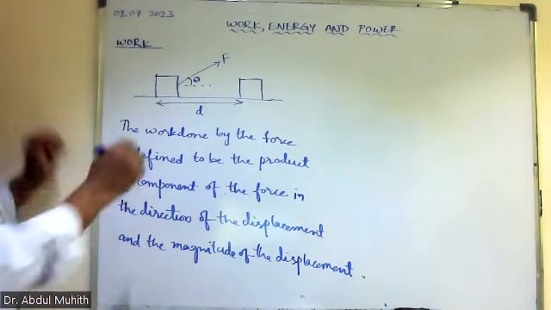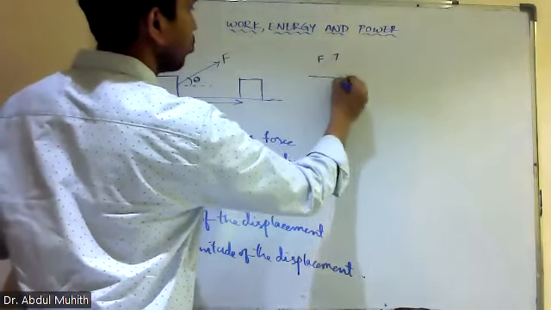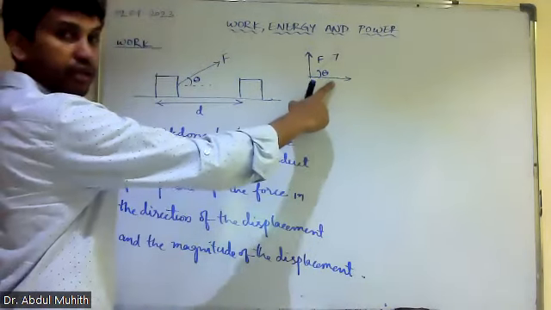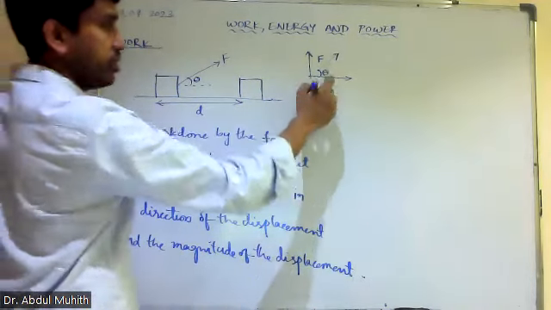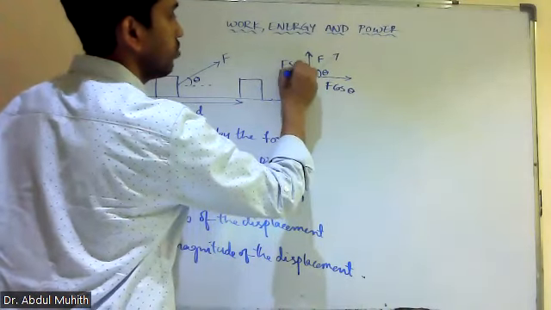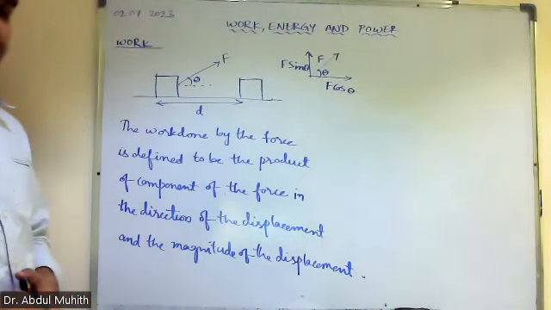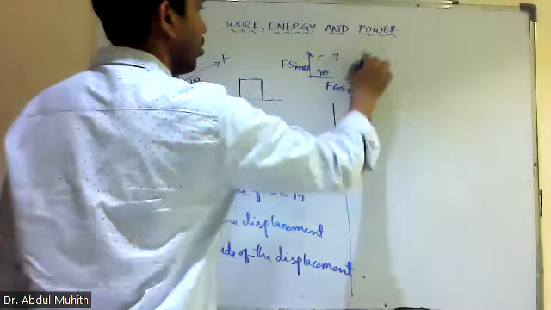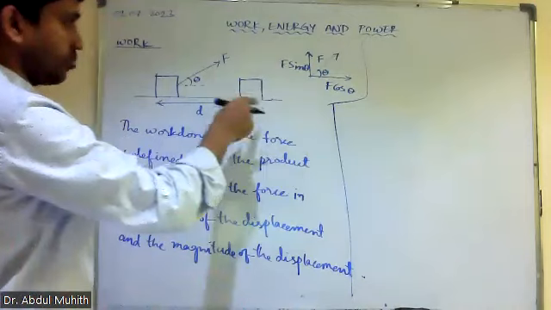Means what? If you look at the components, suppose this is the force, and it has two components. This is theta. What is this component called? F cos theta. F cos theta is known as the horizontal component, and F sin theta is known as the vertical component. Okay, horizontal component and vertical component. So F cos theta is in the direction of the displacement.